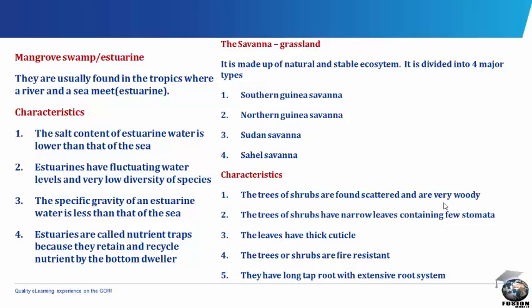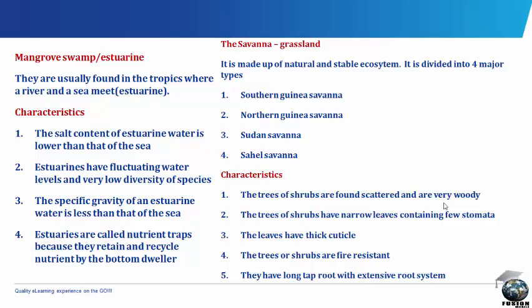1. Fluctuating salt content. 2. Lack of aeration. 3. Mobility of soil. The following are characteristics of the mangrove swamp or estuarine. 1. The salt content of estuarine water is lower than that of the sea.